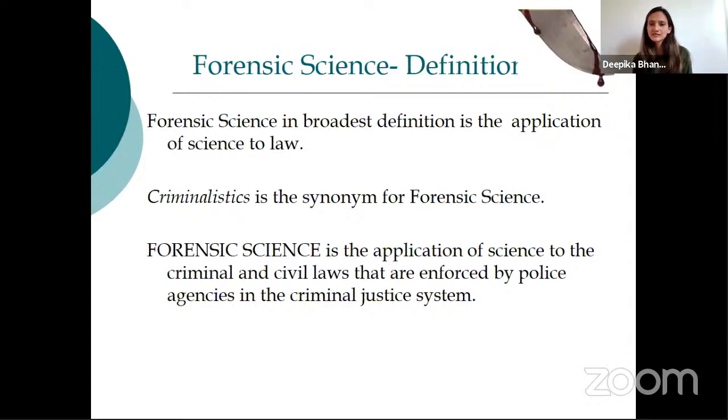We have the criminal justice system, which has four important components: police, which investigates, then the forensic science laboratory, then the prosecution, and the most important, the punishment or the parole part. In addition to that, there is the judiciary, the fifth component of the criminal justice system. So these five are very important and all should be aware of forensic science.